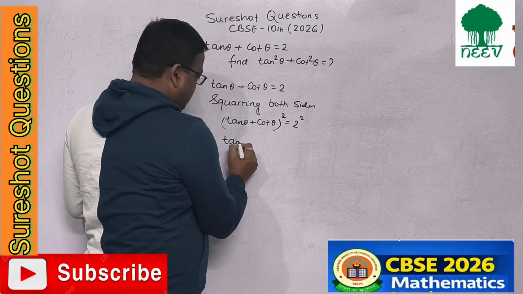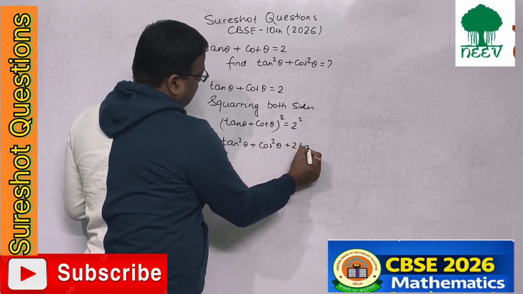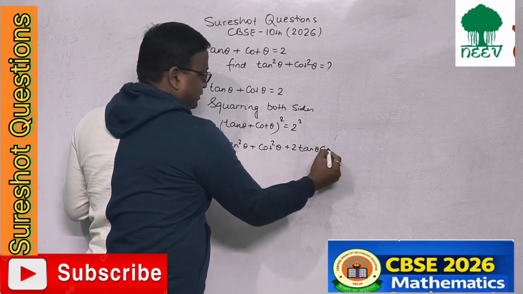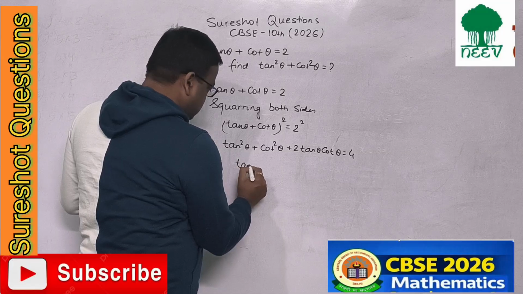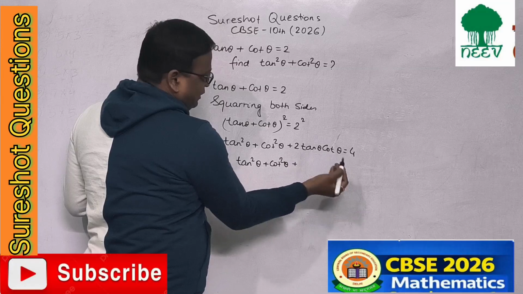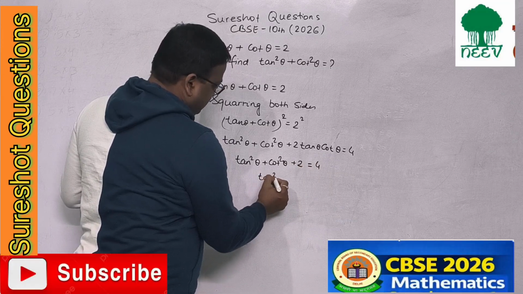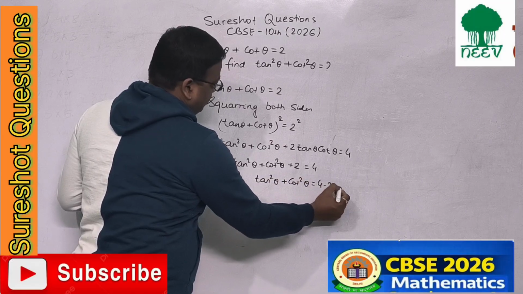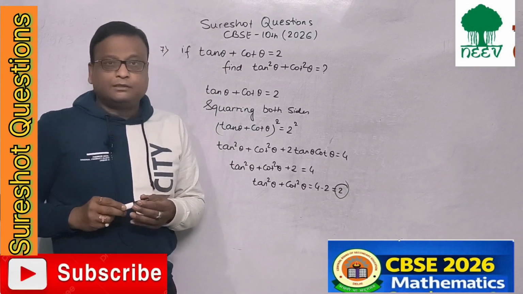So this is tan square theta plus cot square theta plus 2 tan theta cot theta is equal to 4. So tan square theta plus cot square theta plus 2, since tan into cot is 1. So this will become 2. Finally, we got what we are supposed to find. So what is the value? 2 is the answer. It's clear?